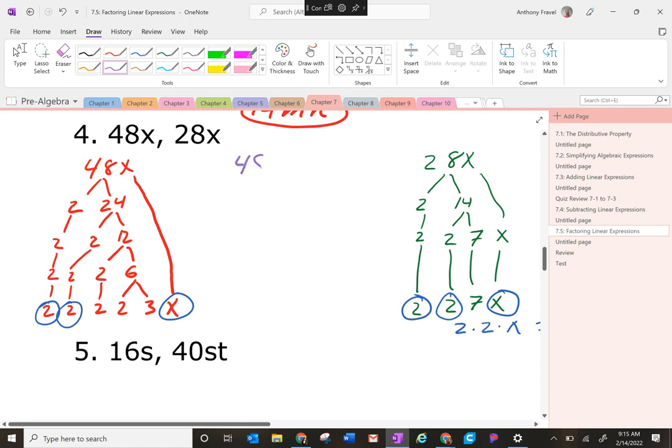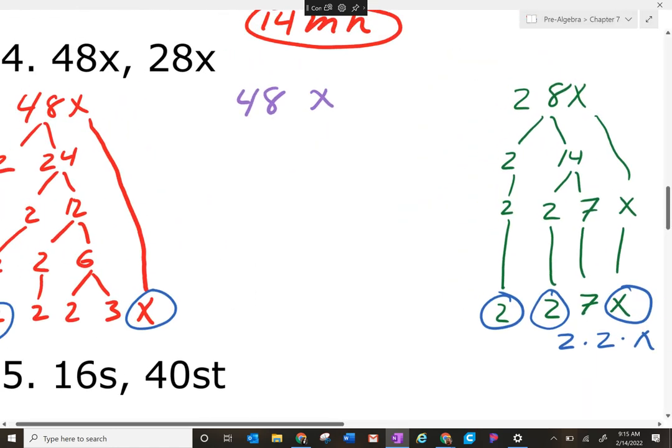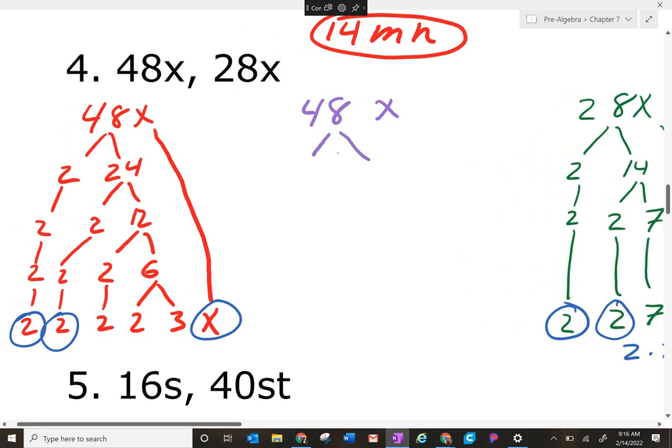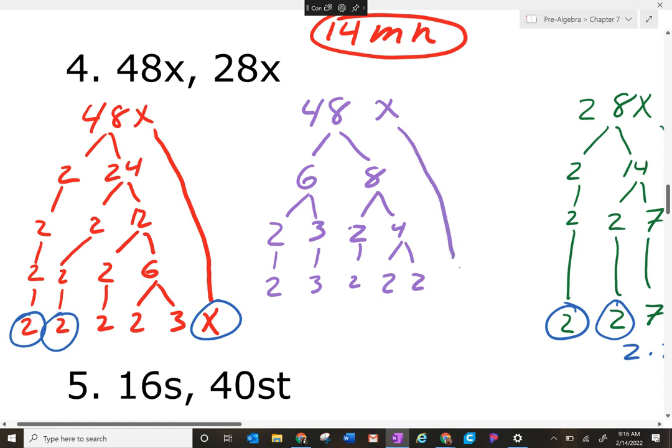So what Mr. Rourke was trying to say was, if we had that 48 and an x, instead of doing the 2 each time, if I decided to do 6 and then an 8, this would get broken down into a 2 and a 3. This one would get broken down into a 2 and a 4. This one's done. This one's done. This one's done. 2, a 2. I still have an x right there.